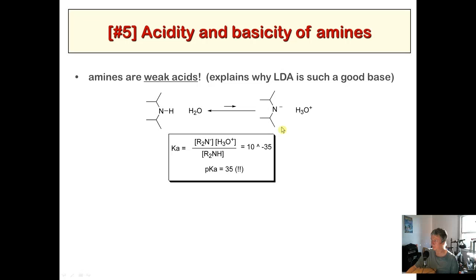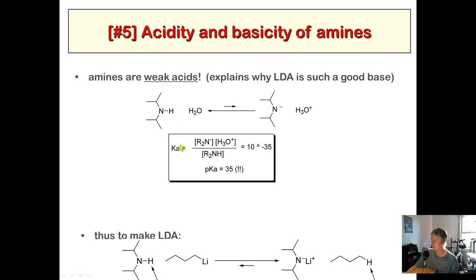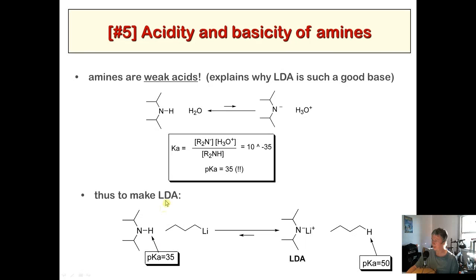Why is this such a strong base? It's because its conjugate acid has a high pKa, right? So how do we make LDA? The best way to make it is just start with diisopropylamine and use a super base like butyl lithium, which just rips off that proton and gives you LDA and makes butane, right? And of course you go towards the higher pKa. So butane has pKa 50. Now you can see why this pushes forward to the right.